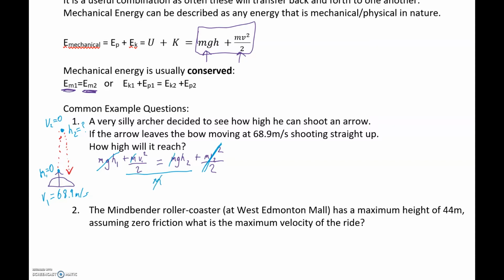So all that said and done, really all that we're left with is v1 squared divided by 2 equals gh2. That's it. And we're solving for h2. I guess another important thing to say is that we should know that gravity, g, is 9.81 meters per second squared. We should know that. It also says it in our formula sheet.